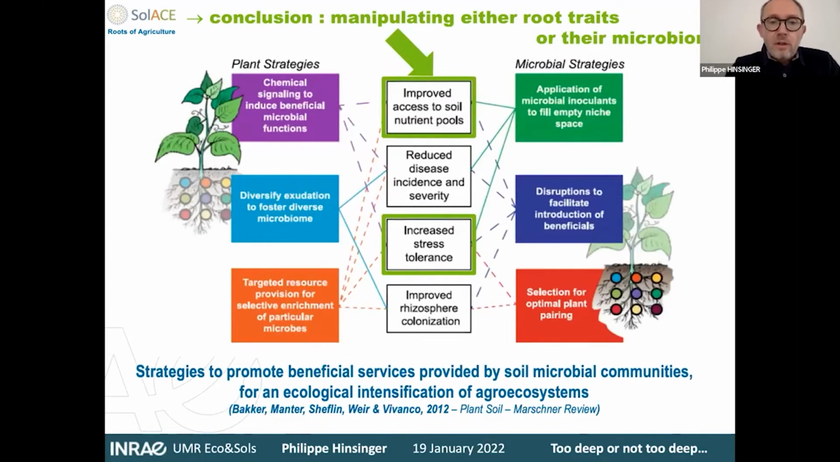So to conclude, as was pointed out in this review paper many years ago now, we have 2 strategies that we could use to try to improve acquisition of resources and stress tolerance, either through plant strategies, looking at root traits, or through the microbiome, so microbial strategies. I won't go further into the details of this slide, but that's an important thing.